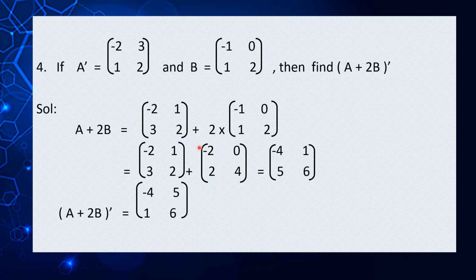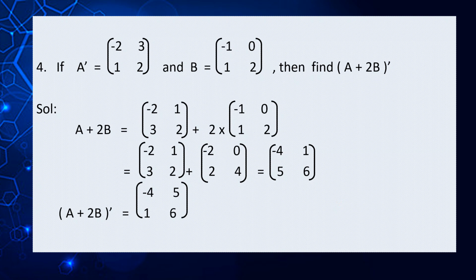0 1 2. So we would add minus 2 plus minus 2, which would be minus 4, 1 plus 0, 1, 3 plus 2, 5, 2 plus 4 would be 6. So transpose of A plus 2B would be minus 4, 5, 1, 6. So this is the answer for A plus 2B the whole transpose. Hence we have found the answer.